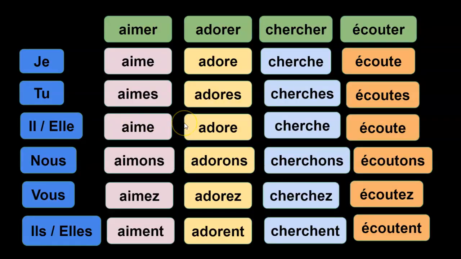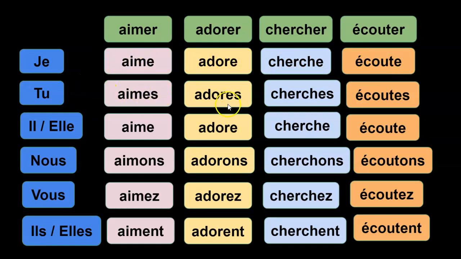So you guys have a whole list of verbs to conjugate. Aimer is to love, adorer is to adore, chercher is to look for, écouter is to listen. And again here, the je form ends in an E. So note across the board here, everything ends in an E. So j'aime, j'adore, je cherche, j'écoute.